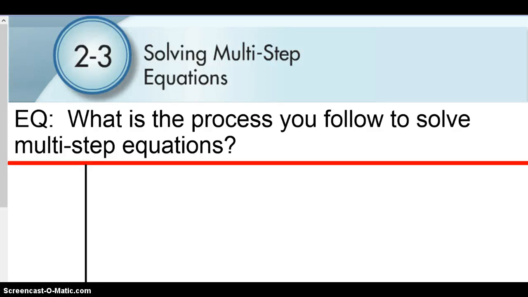Yesterday we solved some equations with 2 steps, and today we're just going to add a whole bunch of steps, and it will be great fun, at least for me. So 2.3, solving multi-step equations. Don't forget to put stuff back into your table of contents. Your essential question for the day: what is the process you follow to solve multi-step equations?